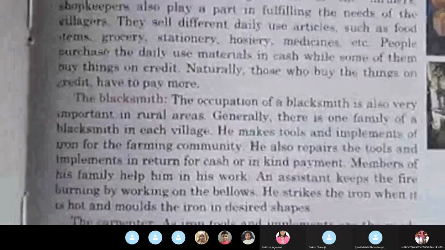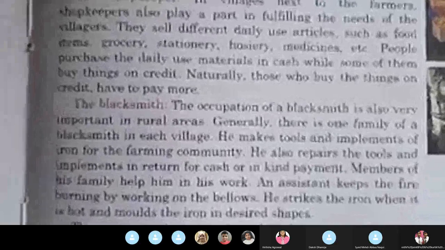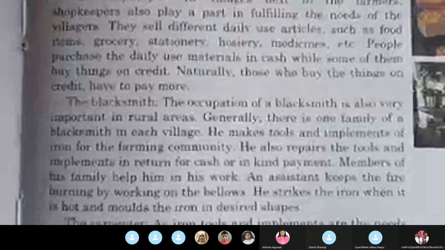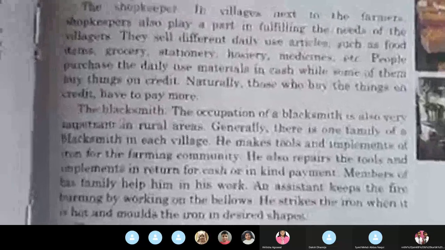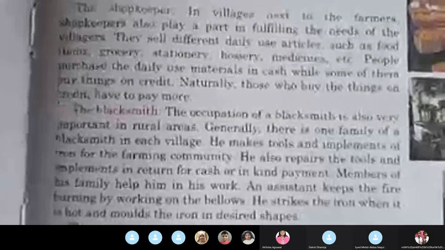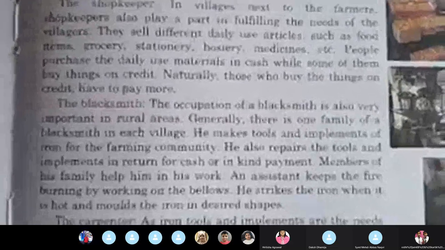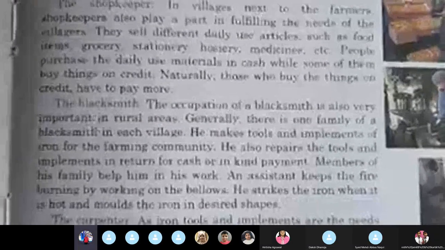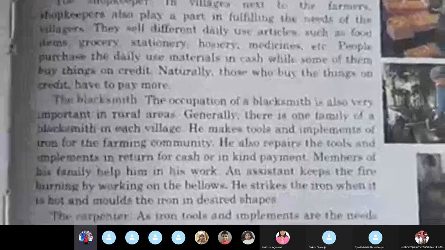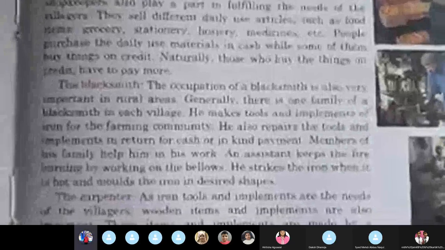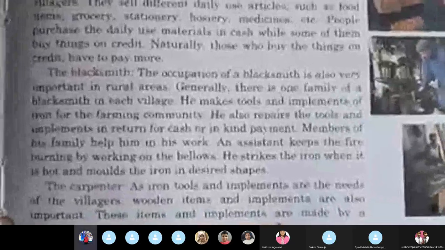Then we talk of the blacksmiths. The occupation of a blacksmith is also very important in rural areas. Generally, there is one family of a blacksmith in each village. He makes tools and implements of iron for the farming community. He also repairs the tools and implements in return for cash or in kind payments. Members of his family help him in his work.